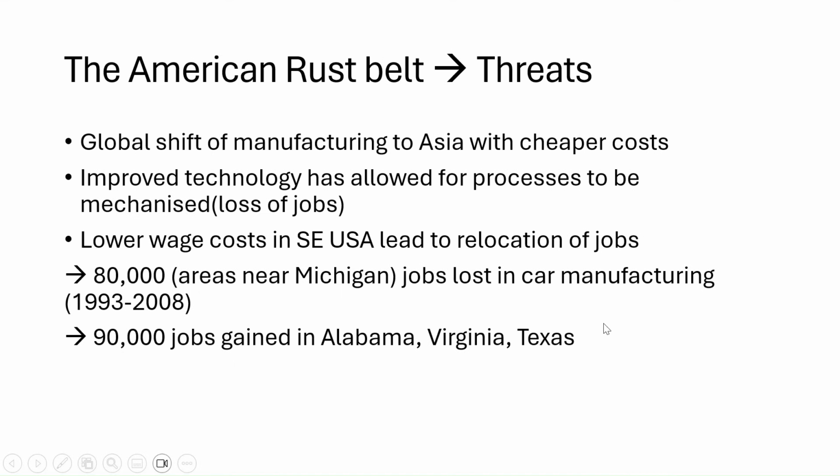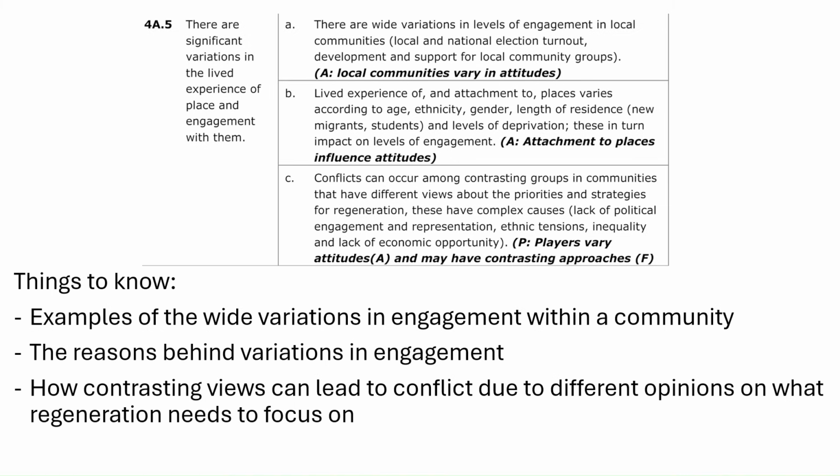So an example of this would be between 1993 and 2008, 80,000 jobs were lost in car manufacturing within the region in areas like Michigan. But during this time, 90,000 jobs were actually gained within Alabama, Virginia, and Texas. So you can see how just lower wage costs in different states can actually create national competition. So it's not just the global shift, it's also cheaper wage costs in different states that's causing these threats to the area. All right, and we move on here to 4B.5.